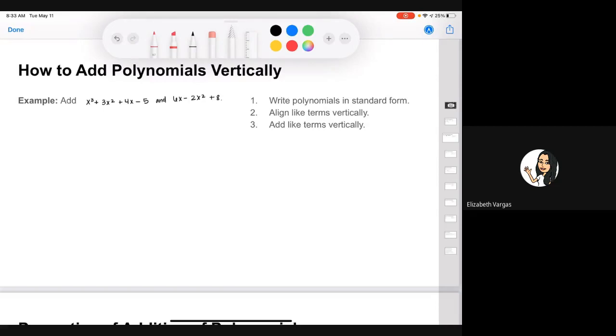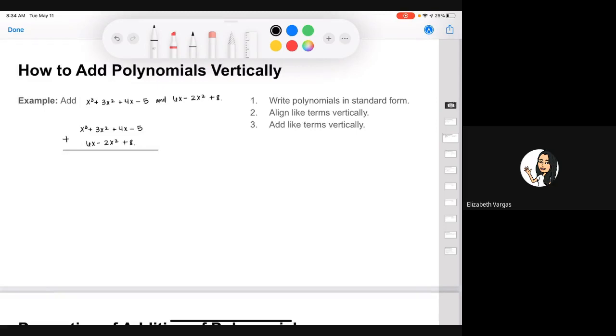So basically I'm adding this expression, I'm just going to move it down here, plus this expression. Right, so I'm adding those together and I'm doing it vertically, up and down. So this would be me adding those together.